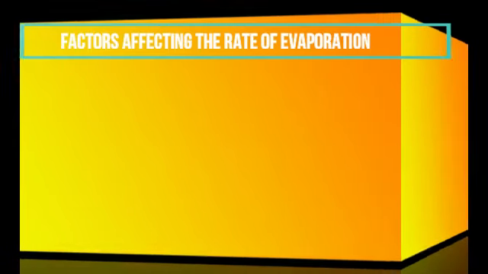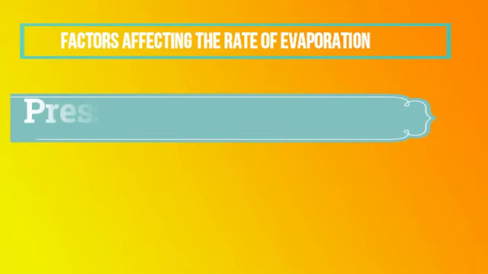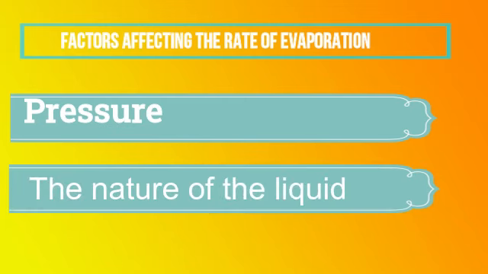The next factor is pressure. Lower atmospheric pressure means fewer particles in the atmosphere. The less crowded the atmosphere, the more opportunities for the escaping molecules, thus increasing the rate of evaporation. And last, the nature of the liquid. Substances with a lower boiling point have higher rates of evaporation.